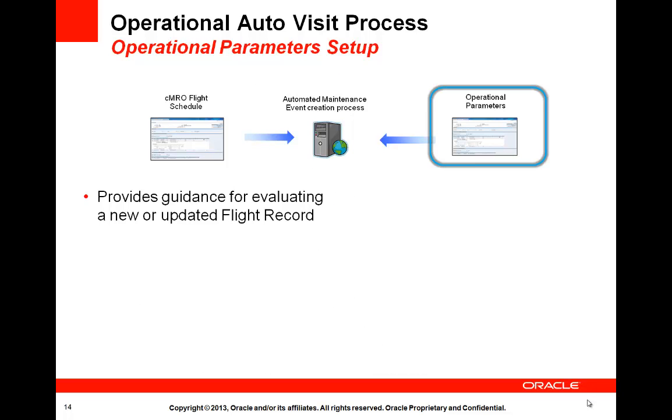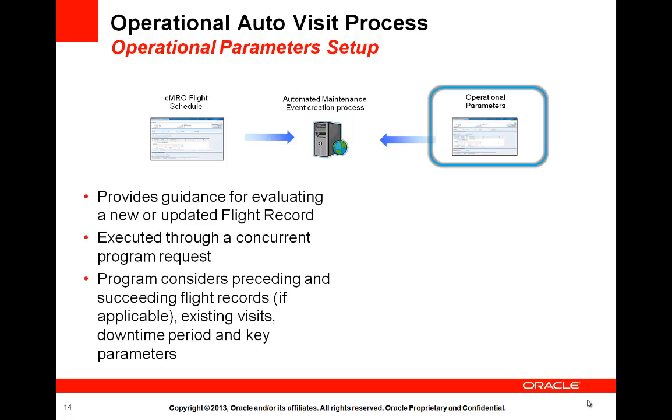Now we'll talk about the operational parameters setup that feed into the automated maintenance event creation process and provide guidance for evaluating a new or updated flight record. This process is executed through a concurrent program request, and we also have a manual way to run it as well. The program considers preceding and succeeding flight records, if applicable. It also considers existing visits attached to these flight records, the duration of the downtime period, and other key parameters.